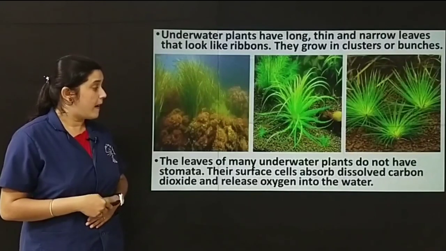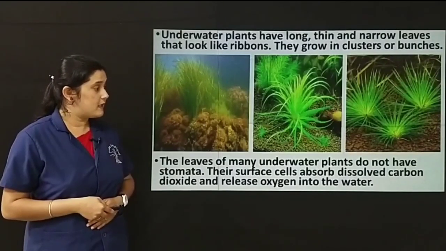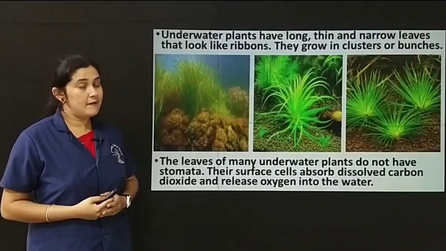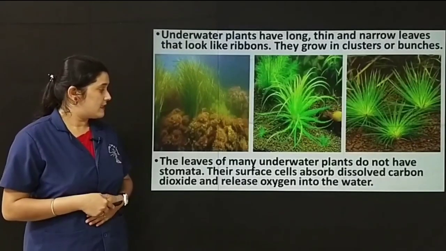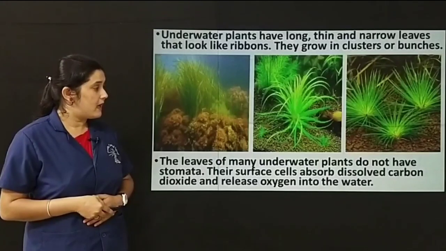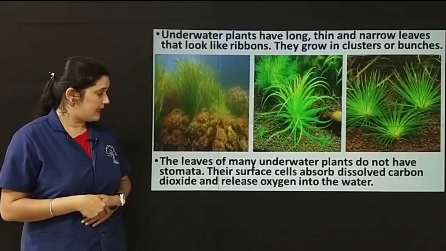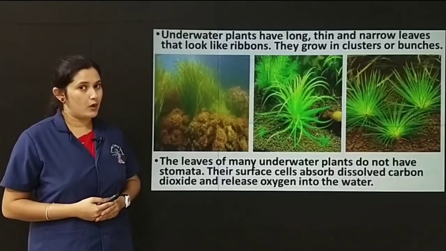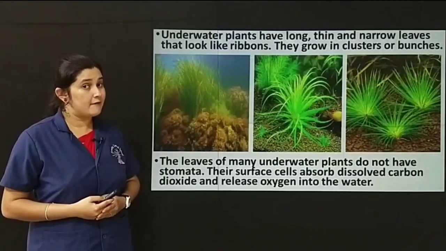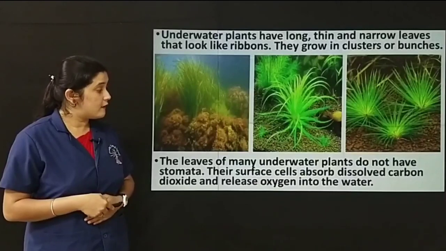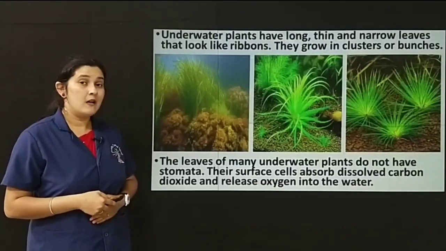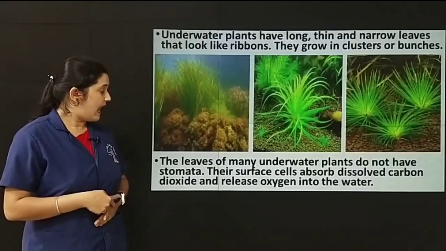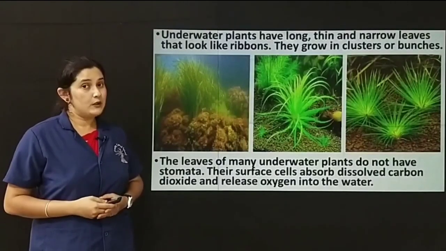The leaves of many underwater plants do not have stomata. Their surface cells absorb dissolved carbon dioxide and release oxygen into the water.